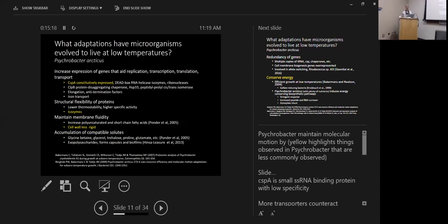And it is usually just induced at low temperatures, and many bacteria, E. coli has one too, and does it for cold shock reasons. But in Psychrobacter, we see that it's constitutively expressed at all growth temperatures. And so that's something that's a little bit different there. Proteins need to remain flexible. We see amino acid changes in proteins that lower the thermostability and allow them to remain active and still have good activity at those low temperatures. I'm going to talk about that in a little more detail coming up.